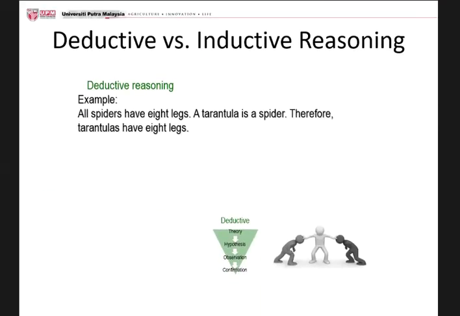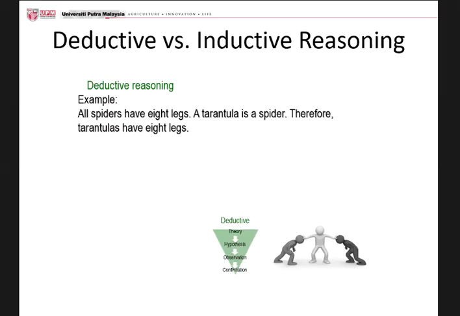So you've got deductive and inductive. Deductive reasoning example: all spiders have 8 legs. The tarantula is a spider, therefore tarantulas have 8 legs. So this is deductive, from this problem to the end. From the general, all spiders have 8 legs, and then you look at a specific problem. In this case, tarantula. It is a spider, and therefore tarantulas have 8 legs.